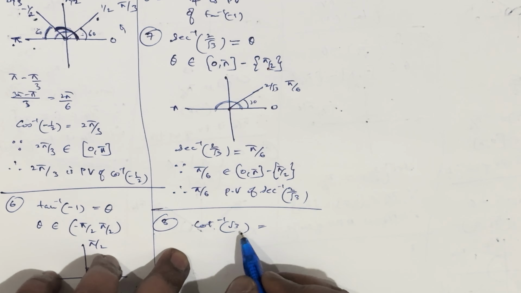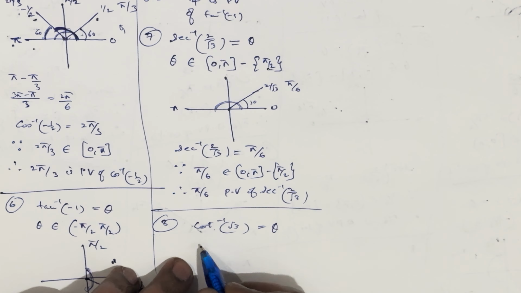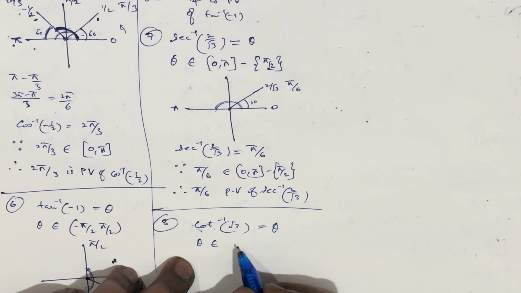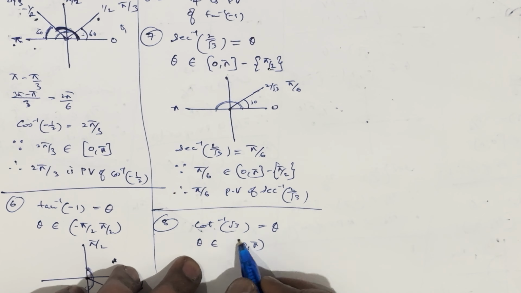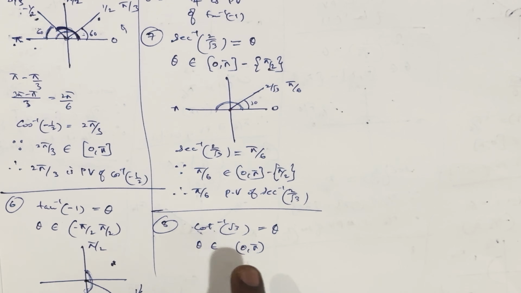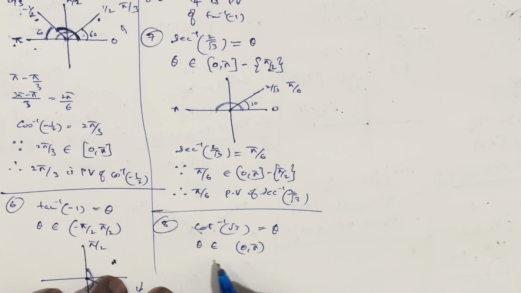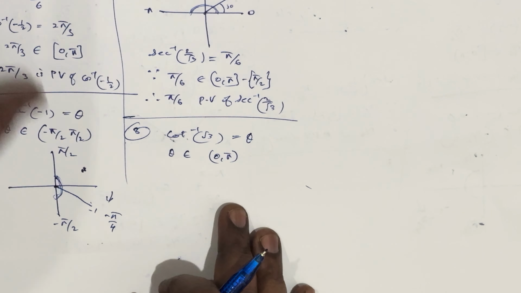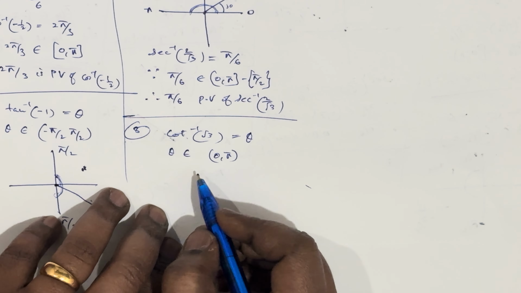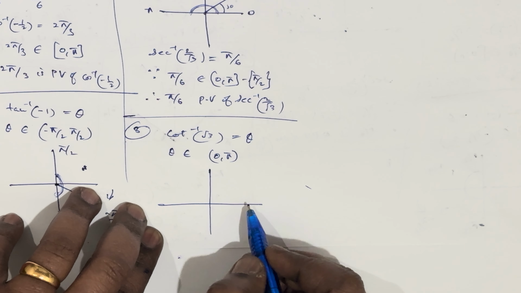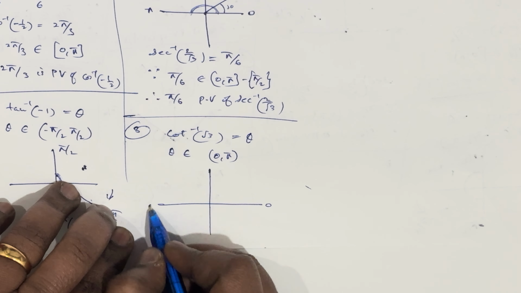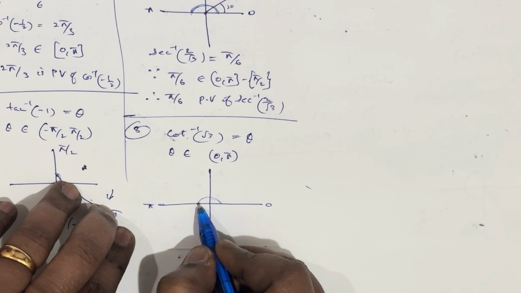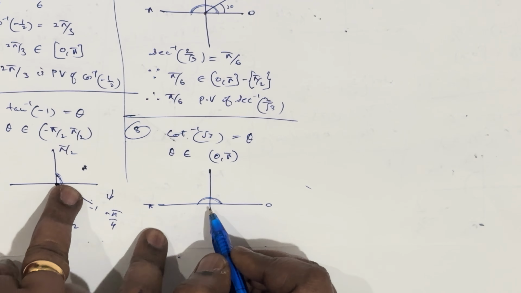Now again, you know that cot inverse root 3 is some angle theta, and that theta belongs to the range 0 to pi. The 0 to pi is the open interval, the range of cot inverse. So at what value is cot inverse root 3? When we look at the unit circle, this is 0 to pi. This is where the range of cot inverse exists.